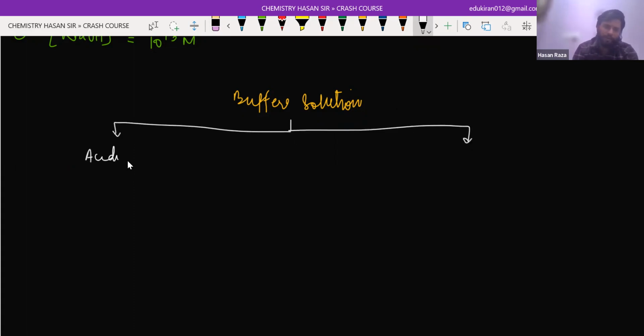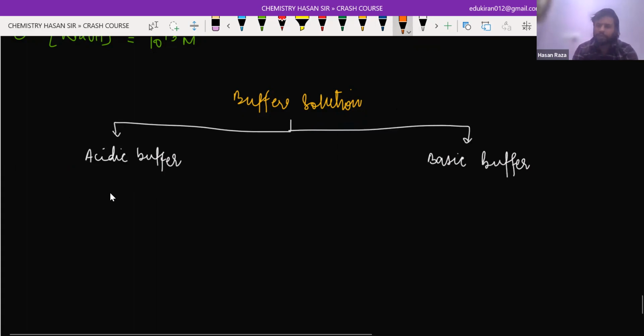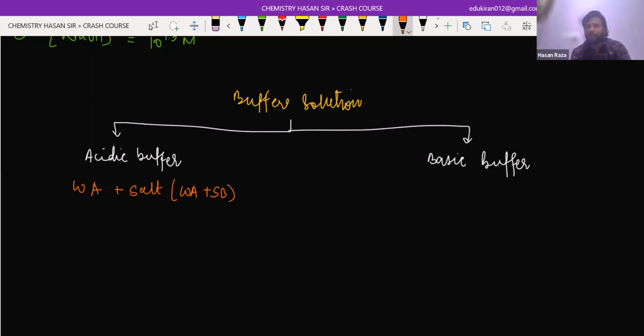It is of two types: acidic buffer and basic buffer. You have to recognize which one is an acidic buffer or a basic buffer. Acidic buffer means weak acid plus salt of this weak acid and a strong base. This is very important. Buffer solution is the solution which resists the change in pH when diluting a small amount of solvent and all that. So it is of two types: acidic buffer and basic buffer.